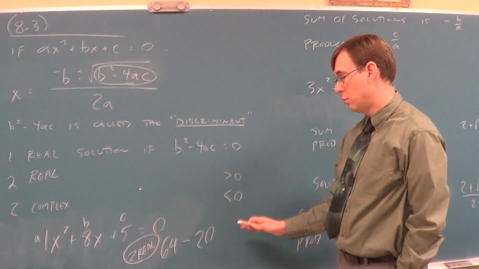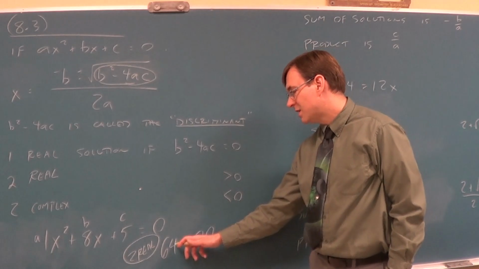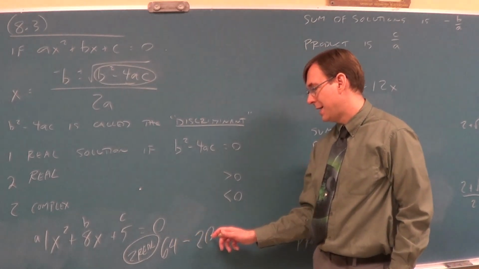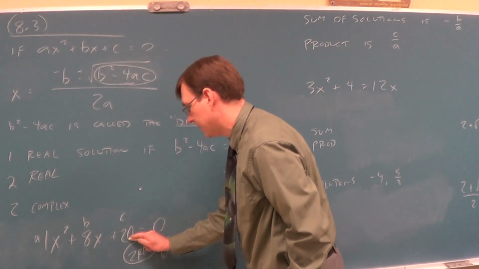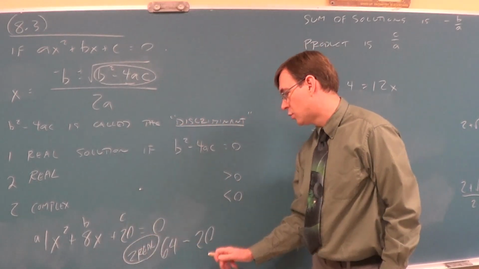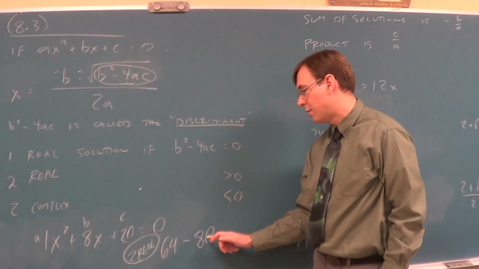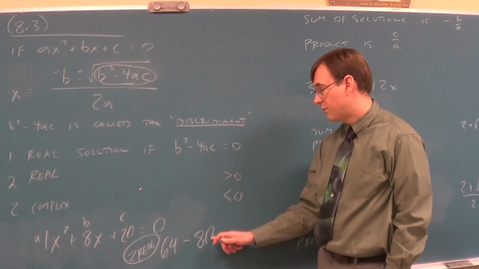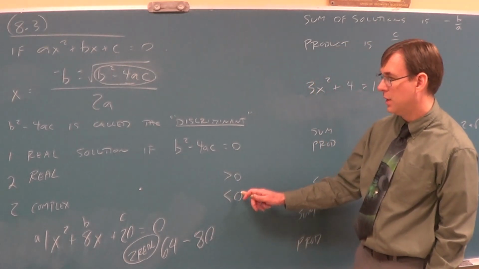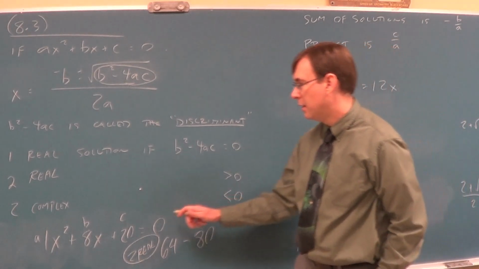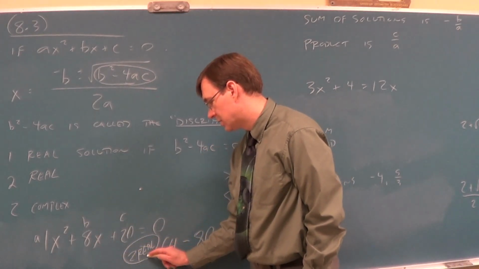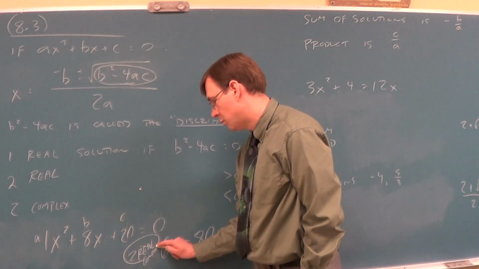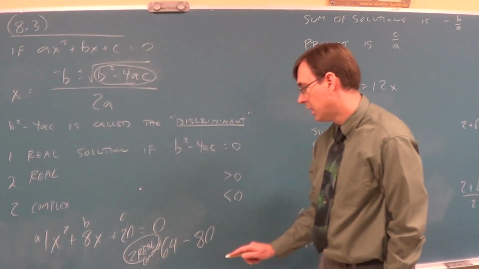Just say there would be two real answers. If this had been something like 64 minus 80, let me change that to a 20. So if the original problem had a 20, and we're doing 64 minus 80, that is negative. If we get a negative discriminant, we would instead say there's two complex answers. Instead of two real answers, we'd say two complex.